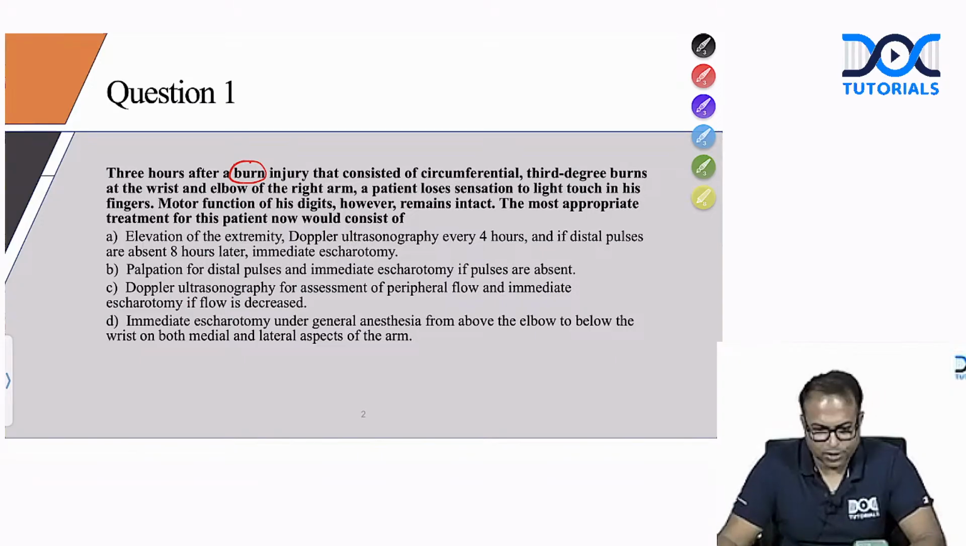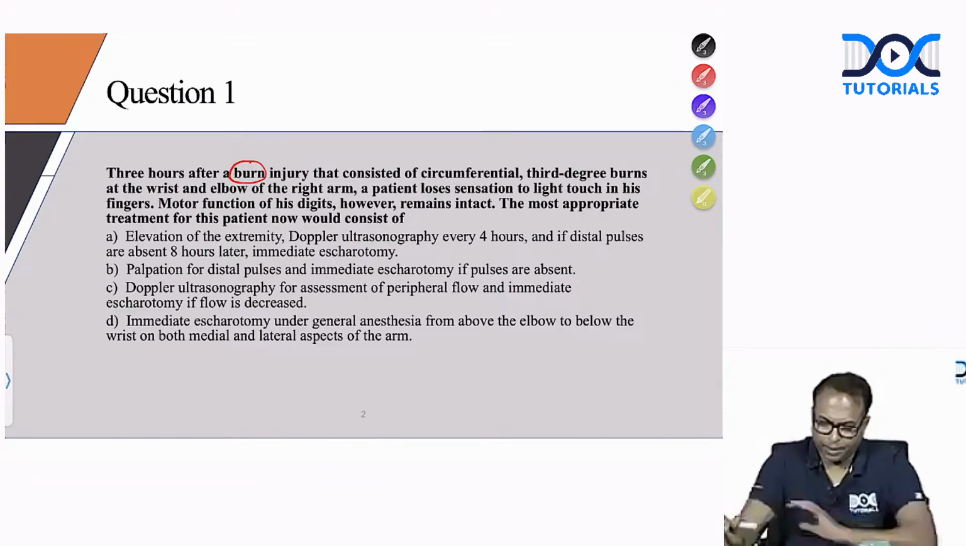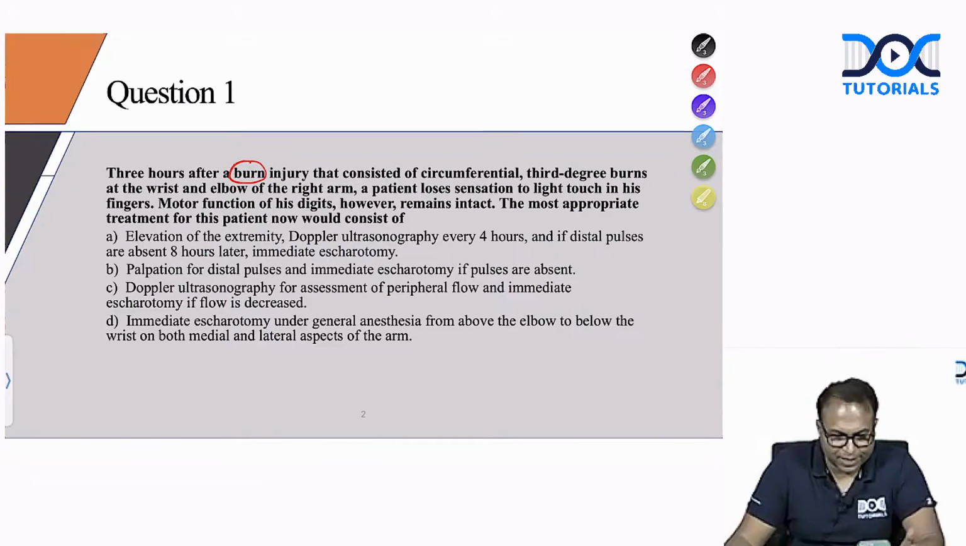3 hours after a burn injury that consisted of circumferential third-degree burns at the wrist and elbow of the right arm. See, wrist and elbow of the right arm. A patient loses sensation to light touch in his fingers.